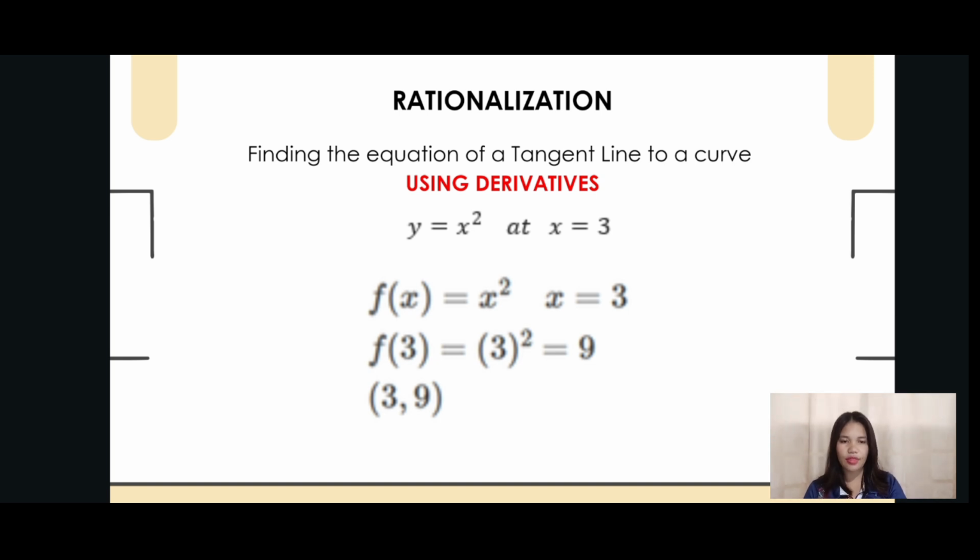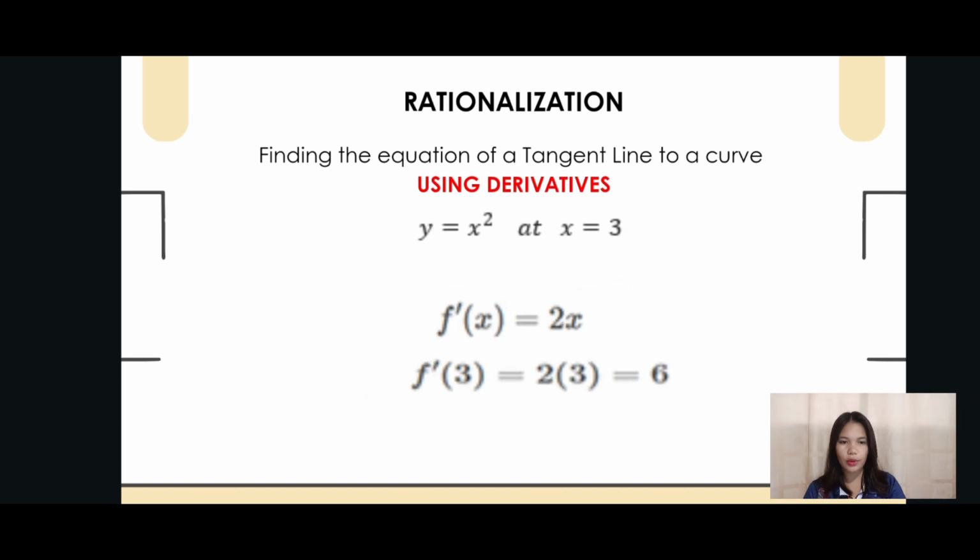Next, we have to take the derivative of our curve to find the rate of change, or the slope. The derivative of f of x equals x squared is f prime of x equals 2x. So we already have the derivative.